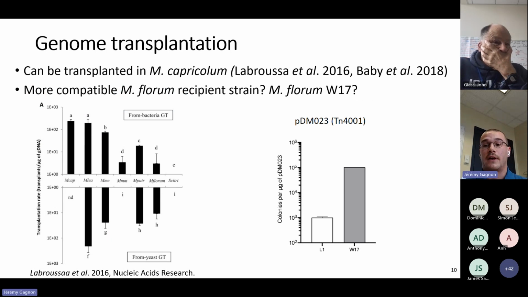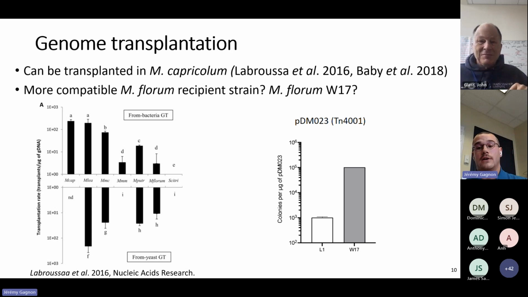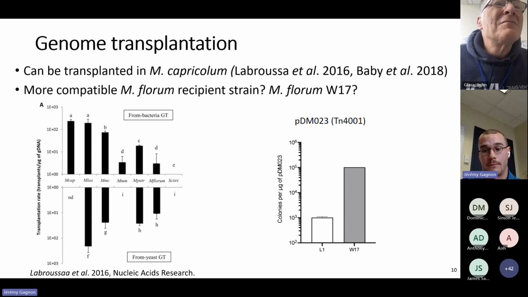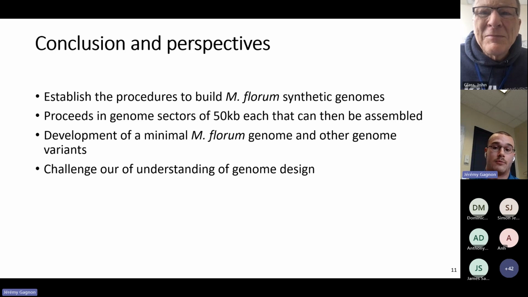After we have obtained and confirmed the florum synthetic genome sequence, we will transplant it into recipient M. capricolum cells, as previously reported by our group and the group of Carole Lartigue. We also plan to use the M. florum W17 strain, which we know is phylogenetically closer than M. capricolum, and which has a great transformation rate compared to M. florum L1. So this is how we plan to proceed to build M. florum synthetic genomes. For the next steps, we can think about modifying a section of the genome, seeing what consequences this produces, and trying to move towards the reduction to a minimal genome.